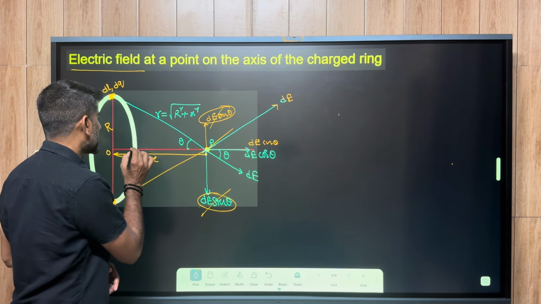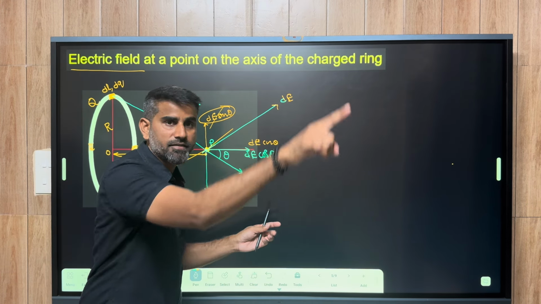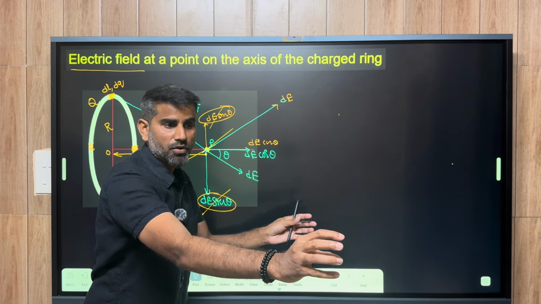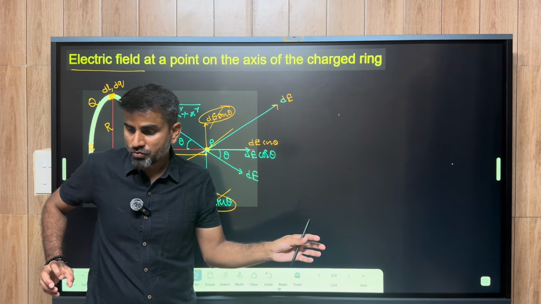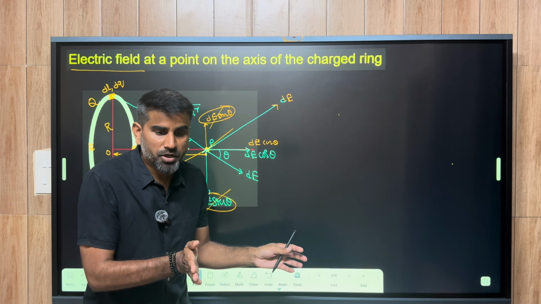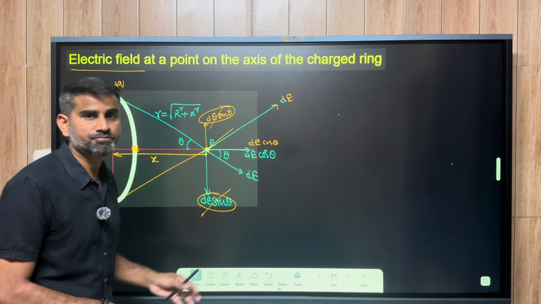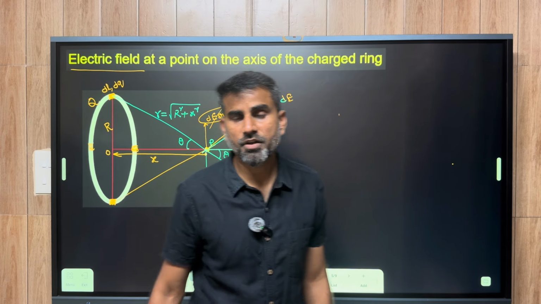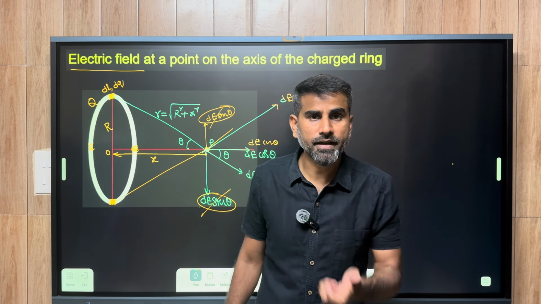Similar type of opposite component will also be observed somewhere here. This is the ring that I have considered. I've taken one element here, another element here, and another element here. This time the electric field will be in this direction. If I resolve this electric field into two components, one component goes along the x-axis, other component goes perpendicular, right? One component is going into that direction, another component is going into this direction. These two will get cancelled. So opposite components are being cancelled. The components which are perpendicular to the axis of the ring are being cancelled.